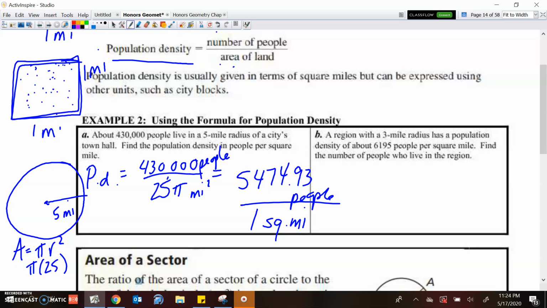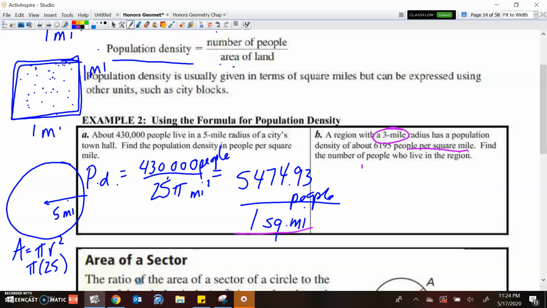Now letter B, let's move on to this one. It says a region with a 3-mile radius has a population density of about 6,195 people per square mile, so it's higher. Find the number of people who actually live in that region. So the number is higher, but that is per square mile. These are equivalent units we could compare. Let's see how many total people we're talking about, because this is within a 3-mile radius.